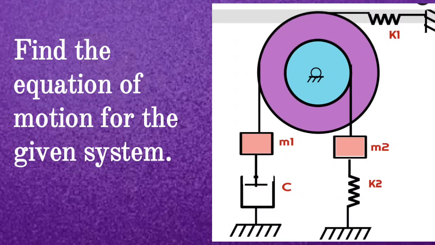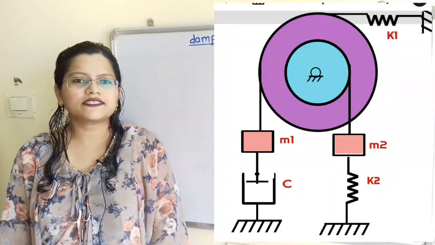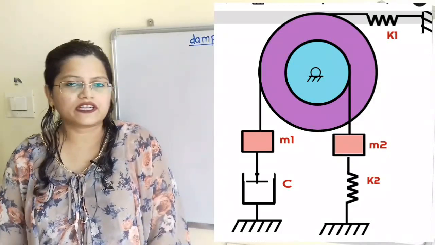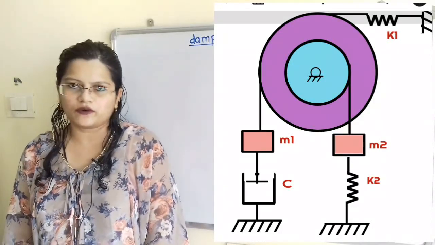Given the question, find the equation of motion for the given system. Let us understand the given system. Two combined disks are pivoted about the center at point O.